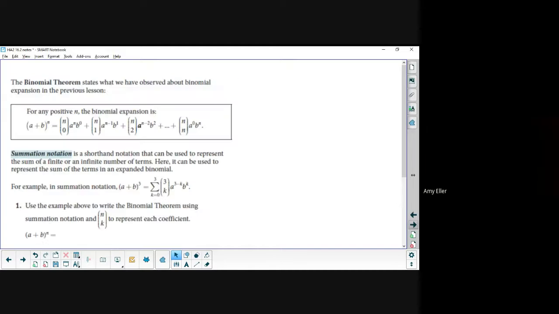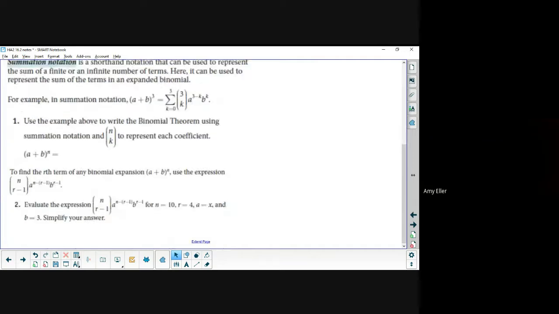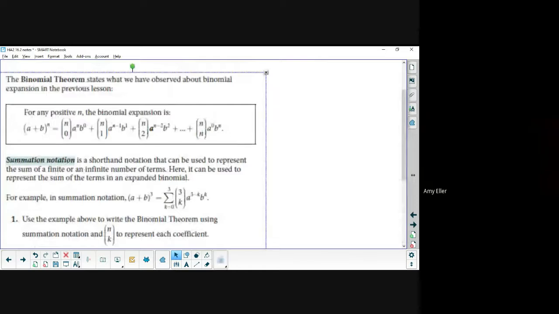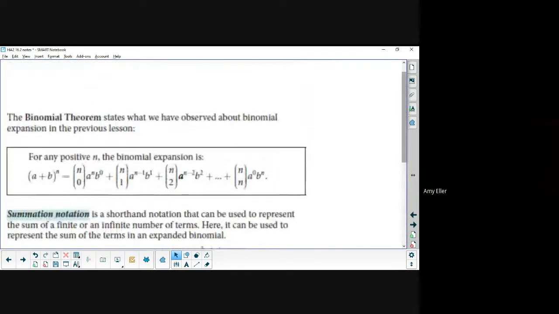Applying the binomial theorem. It says in your book, the binomial theorem states what we've observed about binomial expansion in the previous lesson. Instead of looking at your book, let's look up here for a second so I can kind of explain this, because this looks a little tricky at first. These are what you did for notes and homework.